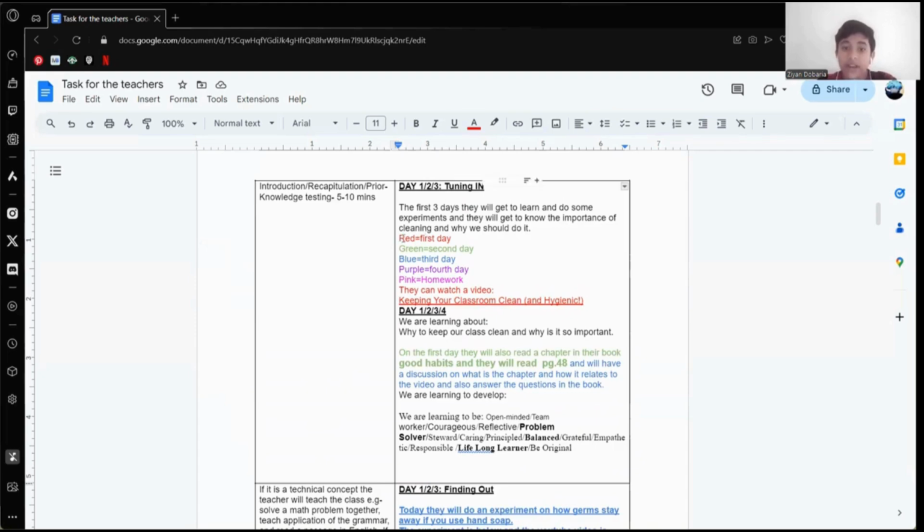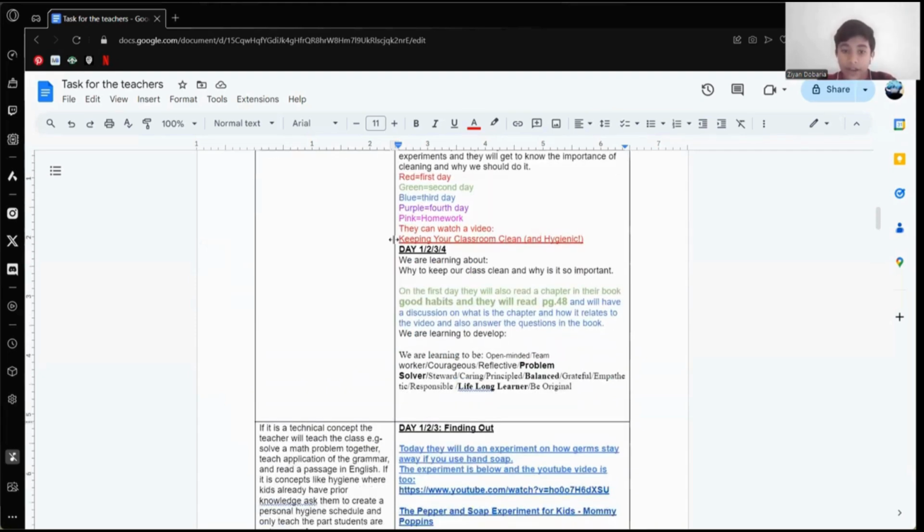This is the legend. Red means the first day, what task they have to do. Green, the second day. Blue, the third day. Purple, the fourth day. And pink will be homework.